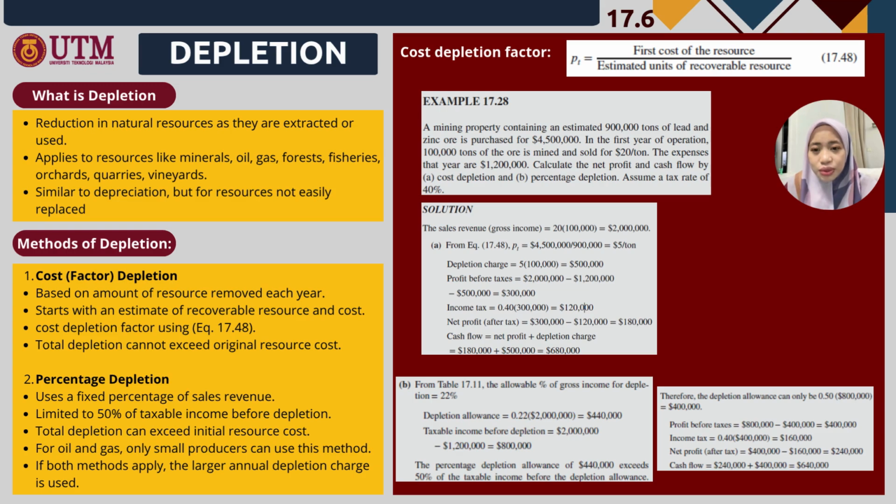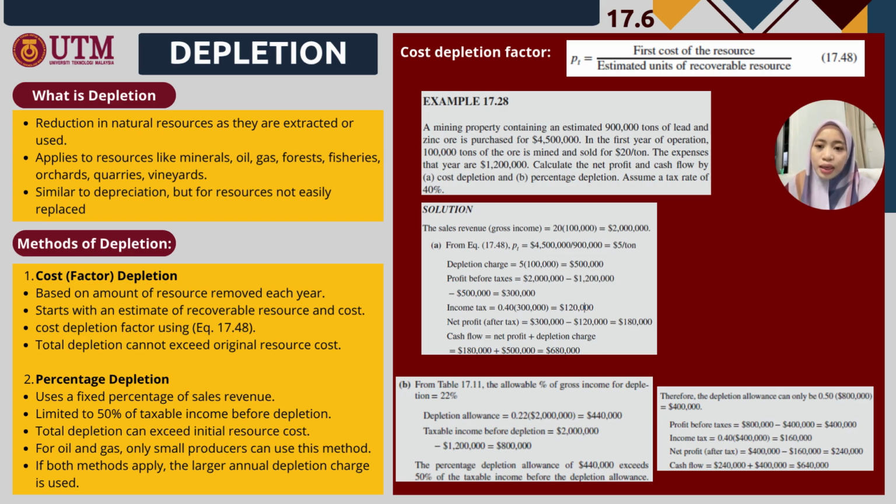For B, percentage depletion from Table 17.11, the allowable depletion is 22% of sales revenue. So 0.22 times 2 million, so the answer is $440,000, but it cannot exceed 50% of the taxable income before depletion. Taxable income before depletion is equal to the sales revenue minus expenses, thus we get $800,000. So 50% of it is $400,000.